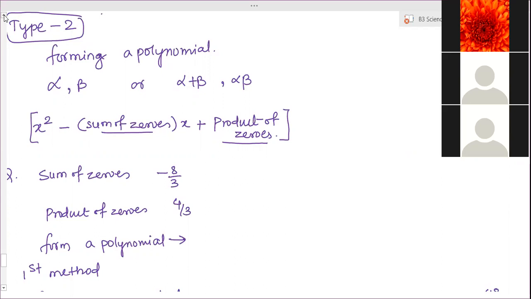Ma'am, in the first method, is it necessary to find the alpha and the beta? No. You're directly writing the sum of zeros and product of zeros. Okay, ma'am. Directly you will be given the sum, so you substitute that value in the sum of zeros place. But this formula you have to write everywhere.